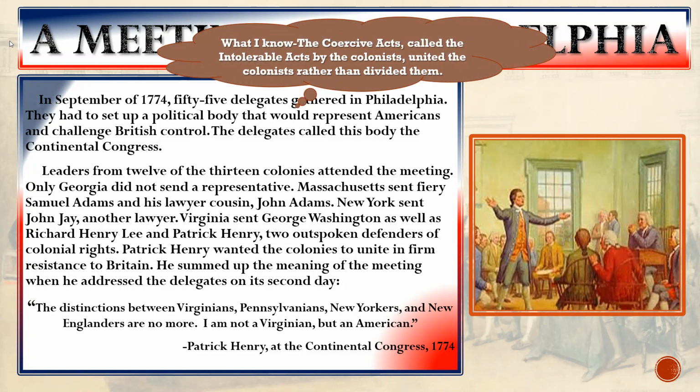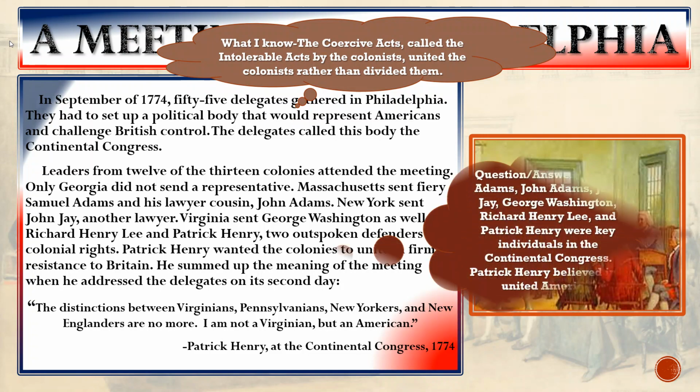So what's being conveyed here is important. Well, what I know, the coercive acts, called the intolerable acts by the colonists, this is what united them together in this Continental Congress. So the British plan of dividing the colonies, it backfires. It doesn't work the way they expect it to. Instead, the colonies are united by this. They're driven together. They realize that if Massachusetts can have their rights taken away, all of them can. So they decide to unite together and to stand against the British as a single unit, as united colonies. So this is pretty amazing when you think about it.